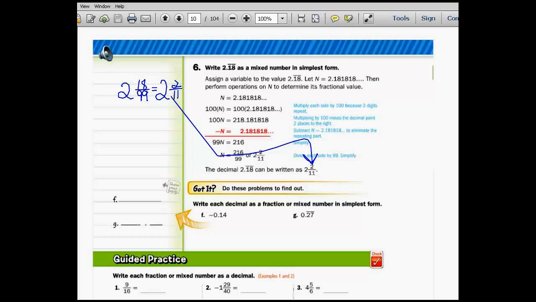We're getting into algebra very soon, but for right now I want you to concentrate on how to change these numbers back and forth. So I want you to go ahead and pause it and try these, F and G right here, and then I will give you the answers in just a second.